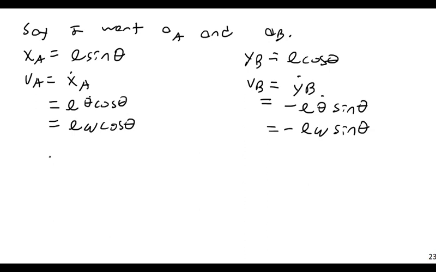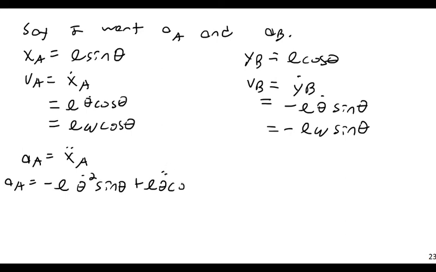Great. And also, A_A is equal to X double dot A, which will be equal to negative L theta dot squared times sine theta plus L omega dot times the cosine theta, which equals negative L omega squared times the sine of theta plus L alpha cosine theta. Isn't that lovely?